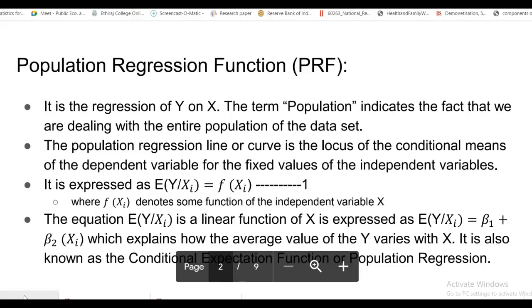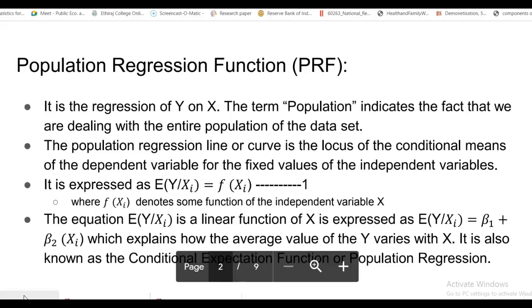So this population regression function is a regression of y on x. You have the y variable, which is a dependent variable, and x is an independent variable. What does the term population mean? We have studied earlier in statistics, where the entire population data set is taken into consideration. If the population is 1 lakh people, all 1 lakh are taken into consideration. So the population regression line or curve is a locus of the conditional means of the dependent variable for the fixed values of the independent variable.